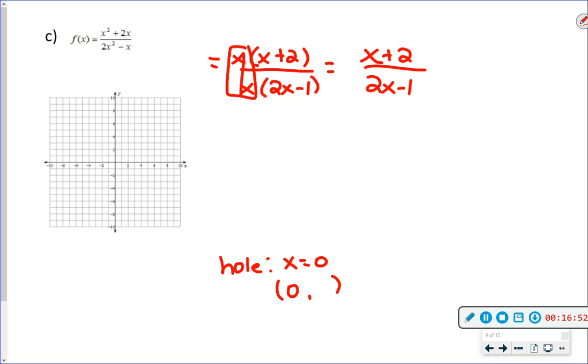All right. Okay, so we're working off our red simplified rational function. All the same stuff. Vertical asymptote. I set my denominator equal to 0. All right, I'm going to solve that. Add 1, divide by 2. Who made this problem? A half? Come on. All right, let's try to draw x equals a half.